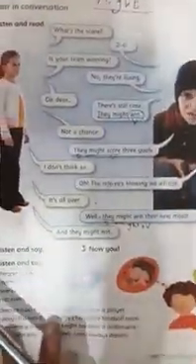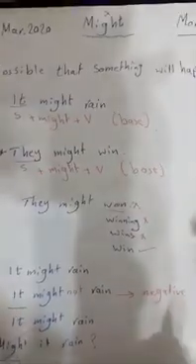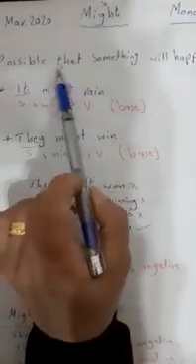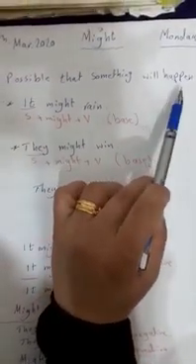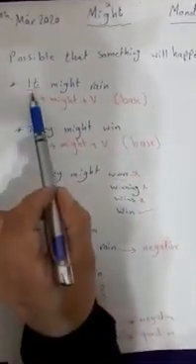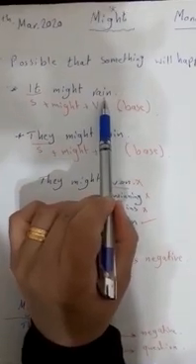Okay, today we'll talk about might. So what's the meaning of might here? Yes, look at this. Might, at first, GH silent letters. What's the meaning of might? It means it is possible that something will happen. Perhaps yes and perhaps no. For example, it might rain.